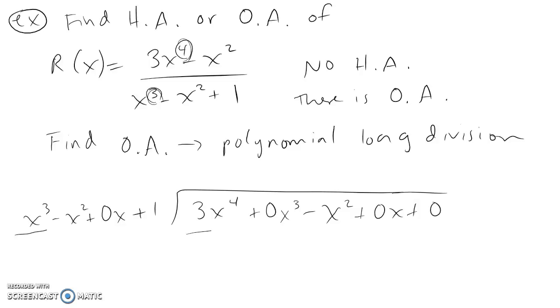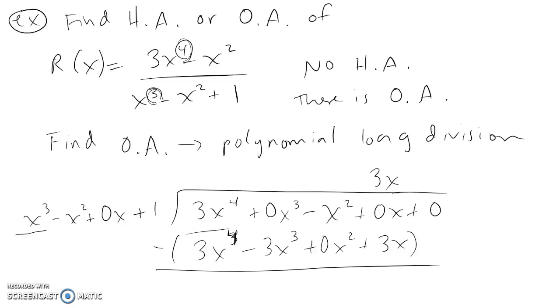I'm going to say how many times does x cubed go into 3x to the 4th? What do I multiply by x cubed to get 3x to the 4th? That's 3x. Now I multiply it. 3x times x cubed is 3x to the 4th. 3x times negative x squared is minus 3x cubed. 3x times 0x is plus 0x squared. 3x times 1 is 3x. Now, just like regular long division, we're going to subtract these. The first terms cancel. 0 plus, notice it's a minus, minus, minus, minus, so plus, so I get 3x cubed. This one becomes a minus, so minus x squared minus 0 is minus x squared. 0 minus 3x is minus 3x. And then I bring down the plus 0.